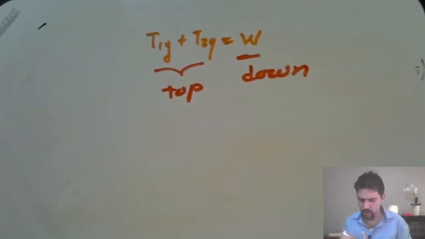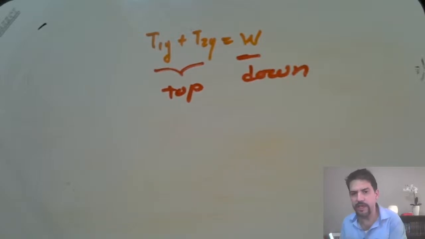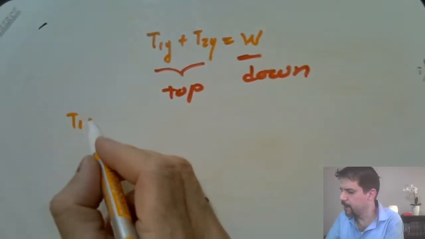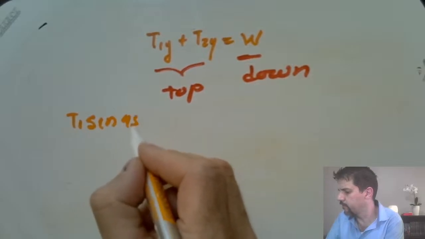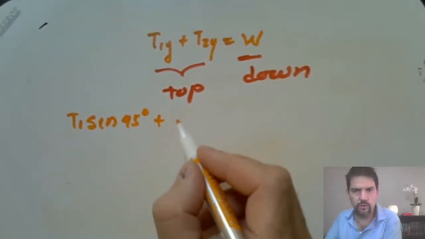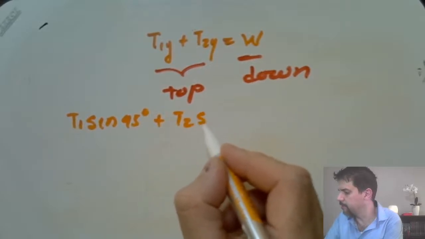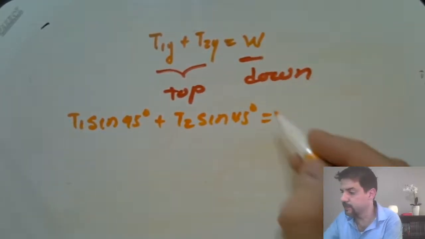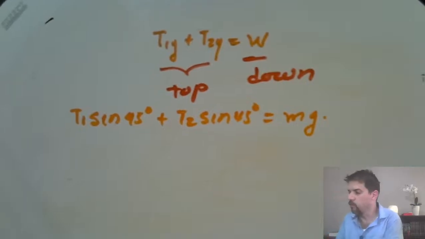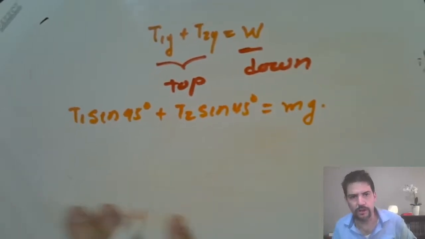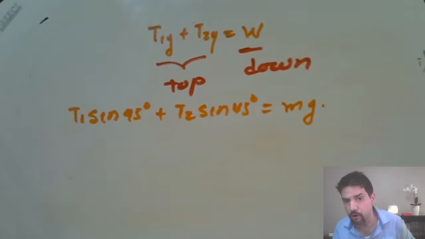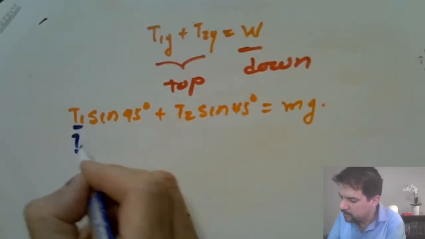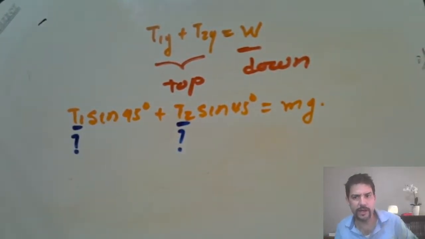All right, so now we have to substitute for each of them. So what do we have? T1 in y is T1 multiplied by sine of 45 degrees, plus T2 in y is T2 multiplied by sine of 45 degrees. And all this is equal to W, which in actual fact is mg. We have now all that equation there, but we have two unknowns, because we don't know T1, we don't know T2.